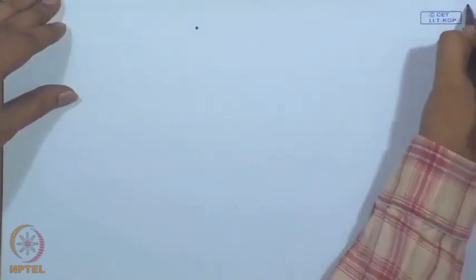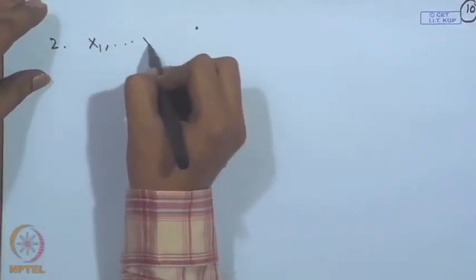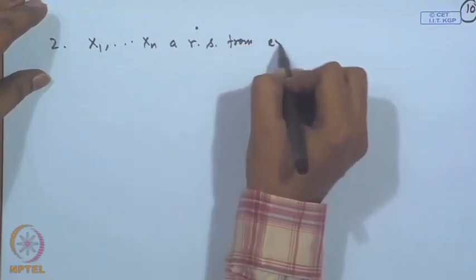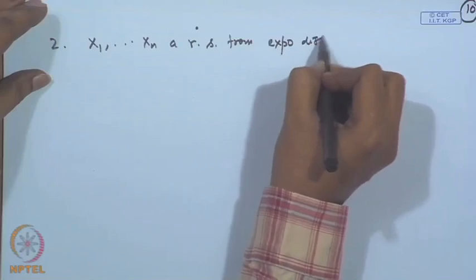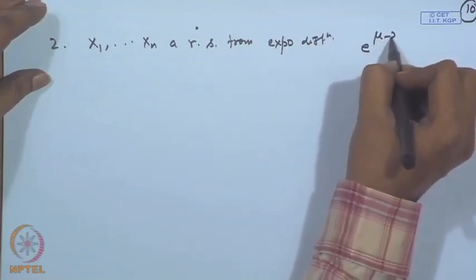Let me give one more example here. Let us consider x 1, x 2, x n, a random sample from exponential distribution with density function of the form e to the power mu minus x.